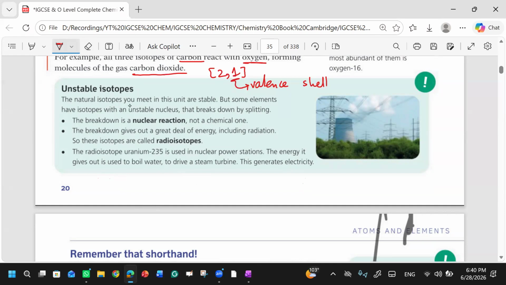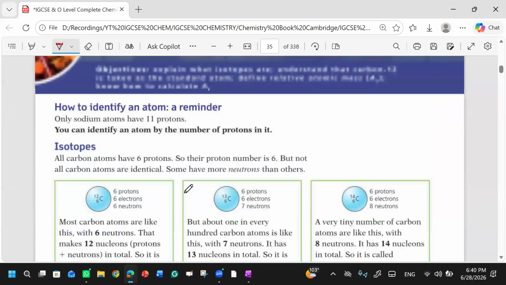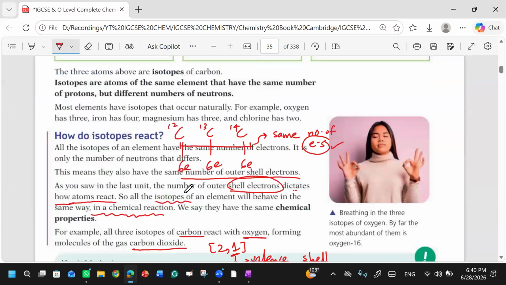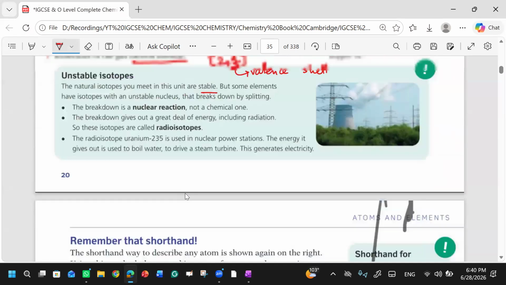Basically, they have mentioned the natural isotopes you meet in this unit are stable. Okay, all the natural ones which we have discussed are stable. Okay, they all are stable. But some elements have isotopes with an unstable nucleus. Okay, some have an unstable nucleus. What will happen? You know, when something is unstable, what happens?